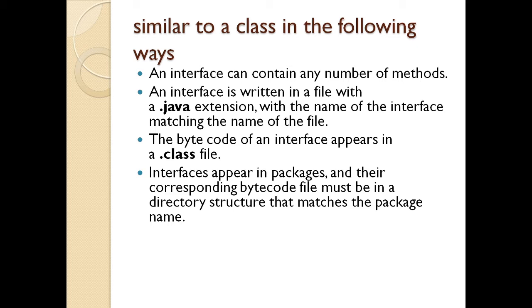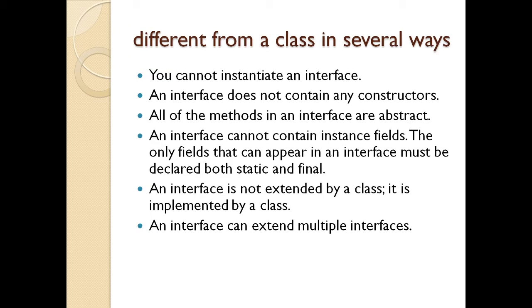Then why is an interface dissimilar to a class? These are the things with which an interface can be differentiated from a class. You cannot instantiate an interface. An interface does not contain any constructors like we have in classes. All the methods in an interface are abstract. An interface cannot contain instance fields. The only fields that can appear in an interface must be declared both static and final. An interface is not extended by a class, but it is implemented by a class. An interface can extend multiple interfaces.